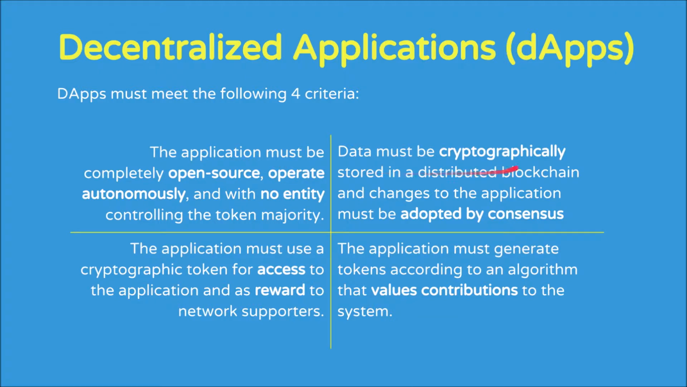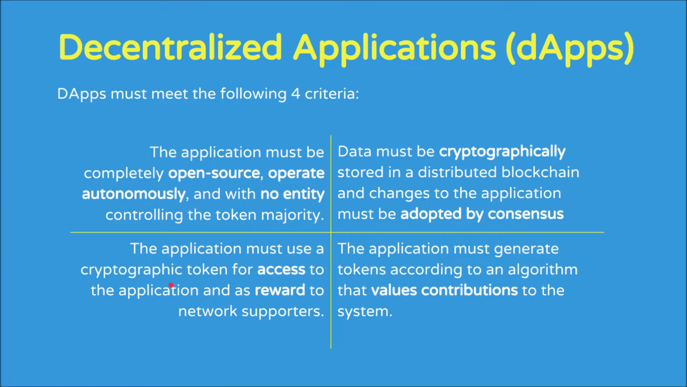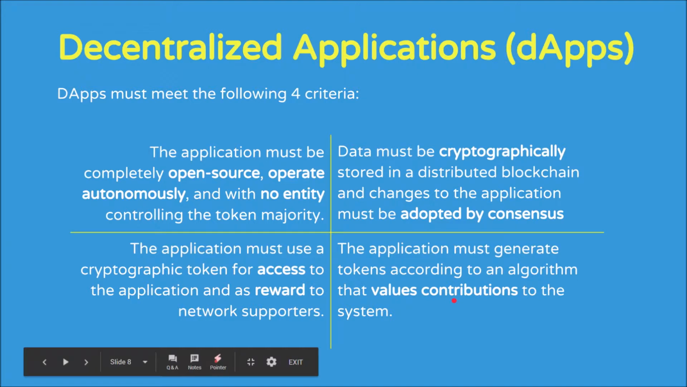Data must be cryptographically stored in a distributed blockchain, and all changes to the application must be by consensus. A cryptographic token should be used for access, as well as to provide a reward to the network or supporters or miners. These tokens must be generated by an algorithm capable of valuing contributions to the system.